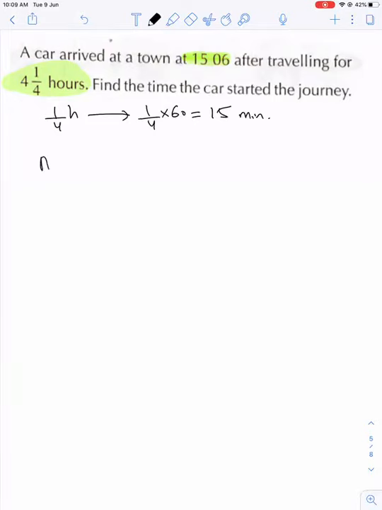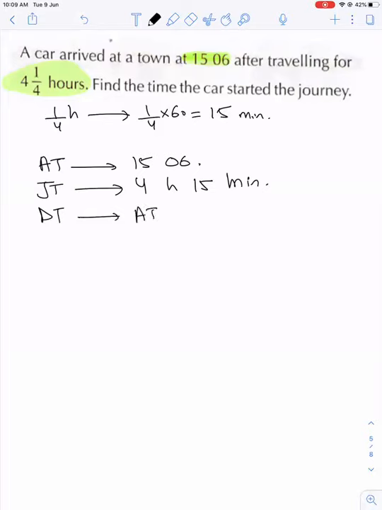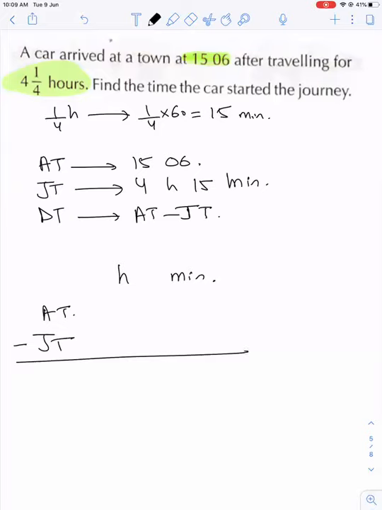Okay, let's write down the data. Arrival time is given to us as 15:06. The journey time is 4 hours and 15 minutes. You're supposed to find out the departure time. The formula for departure time is arrival time minus the journey time. We'll write hours here, minutes here. Arrival time on the top, journey time underneath. Subtract the two, you get the departure time. Arrival time is 15:06. Journey time is 4 hours and 15 minutes. We're supposed to subtract now.